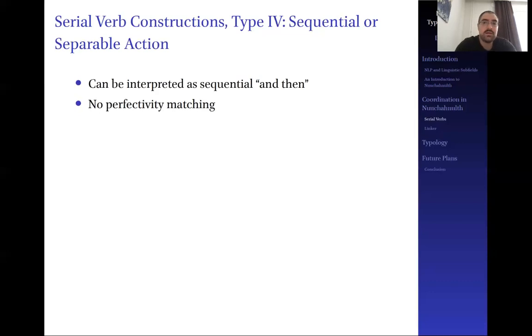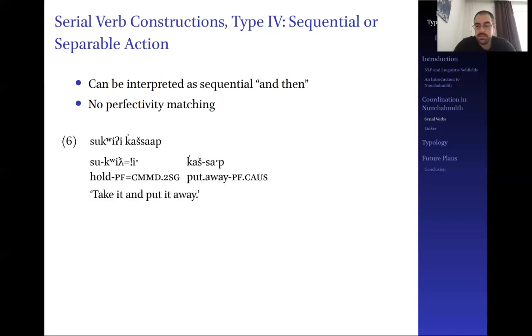And finally, the last type I called sequential or separable action. These are serial verb constructions that can be interpreted as sequential "and then" constructions. There is no perfectivity matching required in this construction. So here is a typical example: take it and put it away.